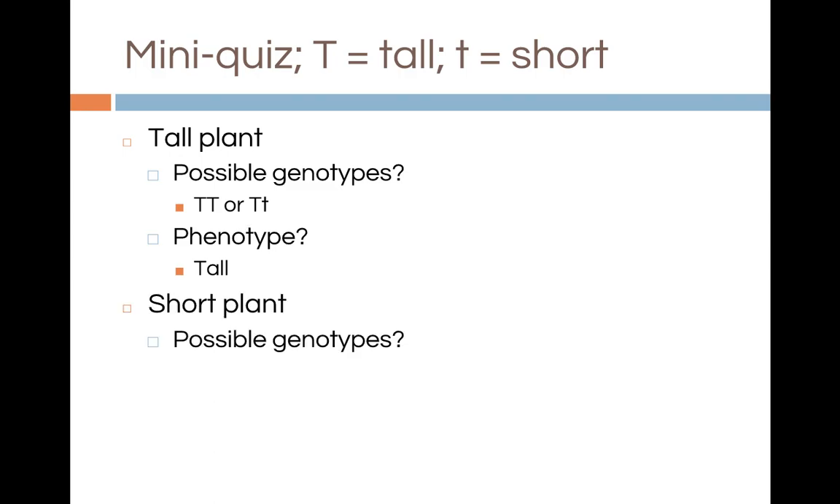Short plants, possible genotypes. Hopefully we got that one right. It's little t, little t. And then the phenotype for that, again, the physical manifestation of the trait, is that the plant is going to be short. So it's just running back through genotype and phenotype.